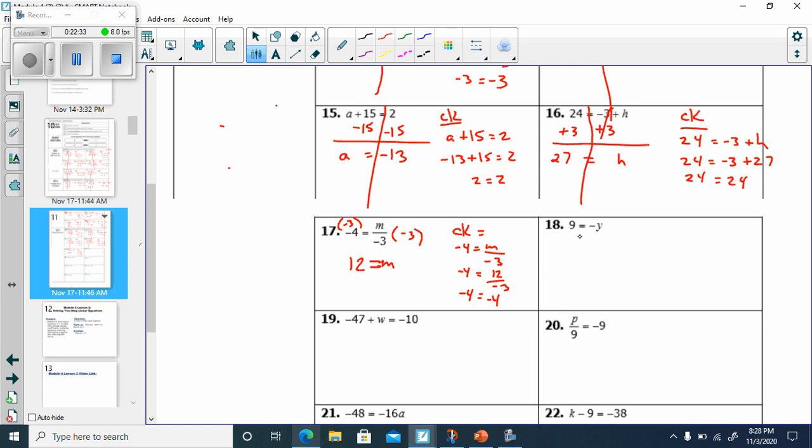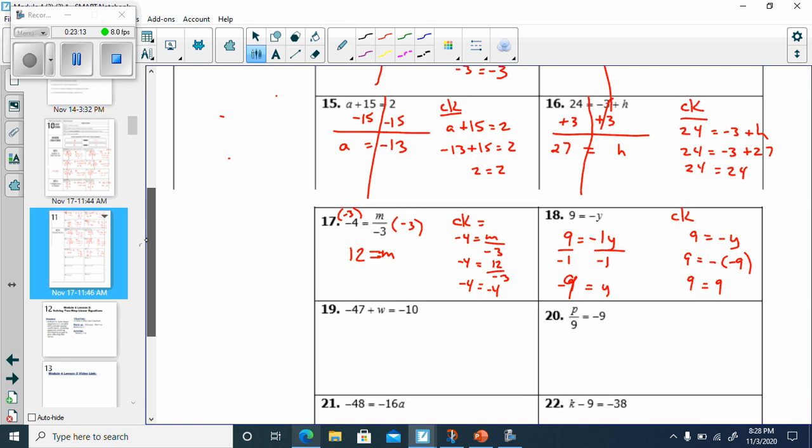Now, 9 is equal to negative y. We know if there's nothing in front of it, that means it's a negative 1y. The opposite of multiplying by negative 1 is to divide by negative 1. Y is equal to negative 9. Check to see if this works. 9 is equal to negative y. 9 is equal to the opposite of negative 9. The opposite of a negative is a positive, so it works. The solution is that y is equal to negative 9.